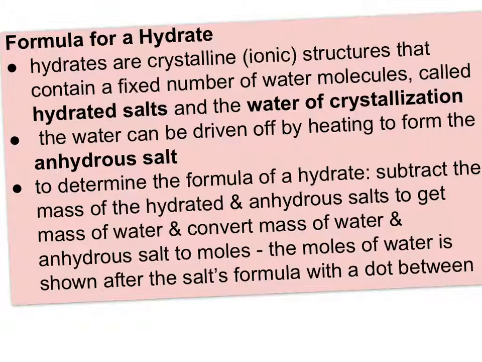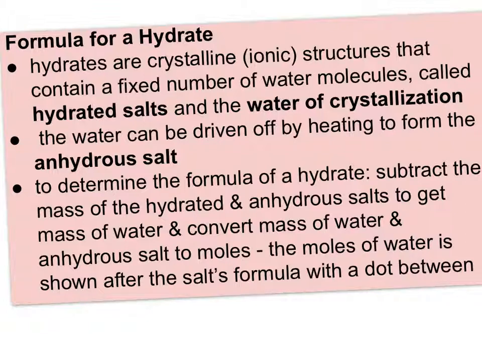Formulas for a hydrate. I'm not going to spend a lot of time on this. Hydrates, basically, you find the formula very similar to how you do it for empirical formulas. A hydrate is an ionic or crystal structure, and remember, crystal structures are those alternating positive and negative ions, and there's space between those ions, so there's room for water molecules to be attracted and held in there. That's what the stuff in disposable diapers does. So when the salt is trapped in there, it's called a hydrated salt or salt-holding water. And the amount of water is called the water of crystallization, how much water the crystals hold.